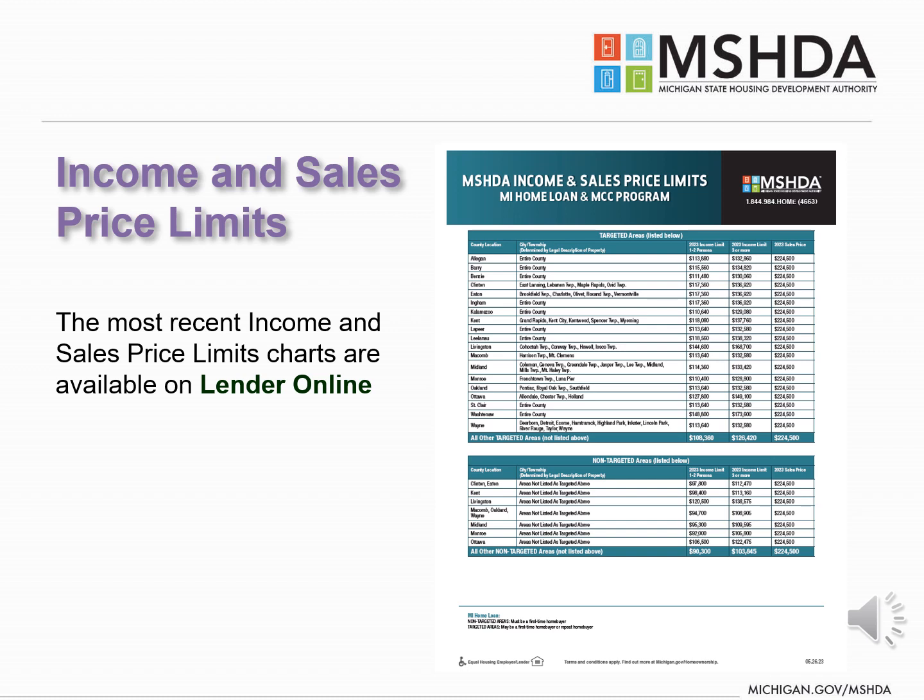If you know your house is in a targeted area but you do not see the county or specific area listed, the property falls under all other targeted areas listed at the bottom of the top chart.